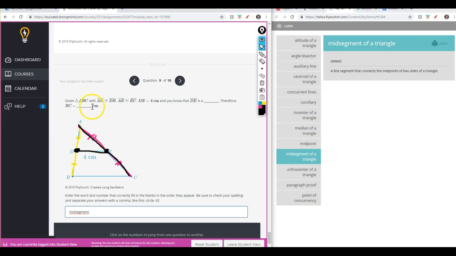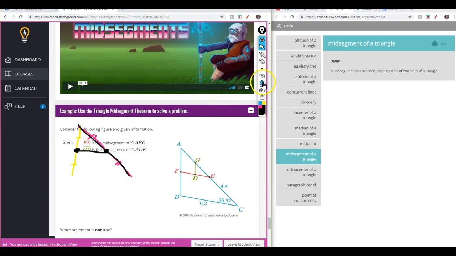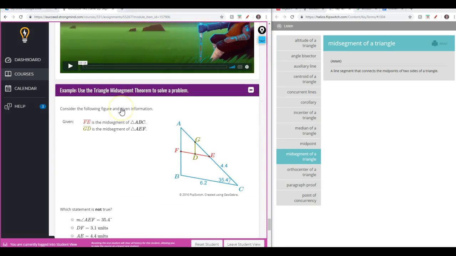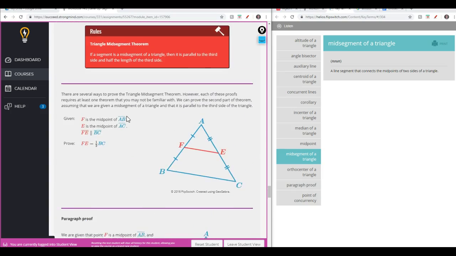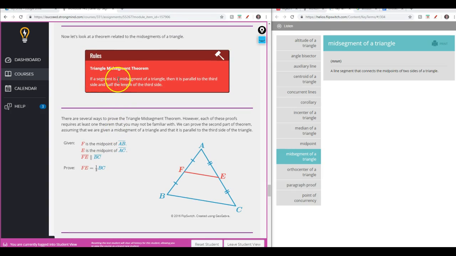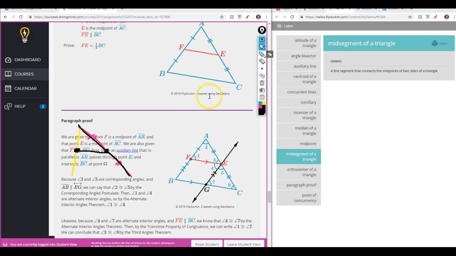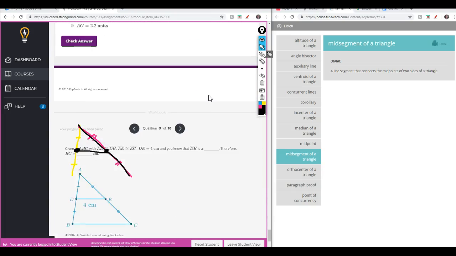Therefore, the distance of BC equals blank. Okay, there's going to be a relationship between the distance of DE and the distance of BC. And I'm just going to scan through and check where that proof is. Okay, right here. If a segment is a mid-segment of a triangle, then it is parallel to the third side and half the length of the third side. Okay, so the mid-segment is half the length of our third side.